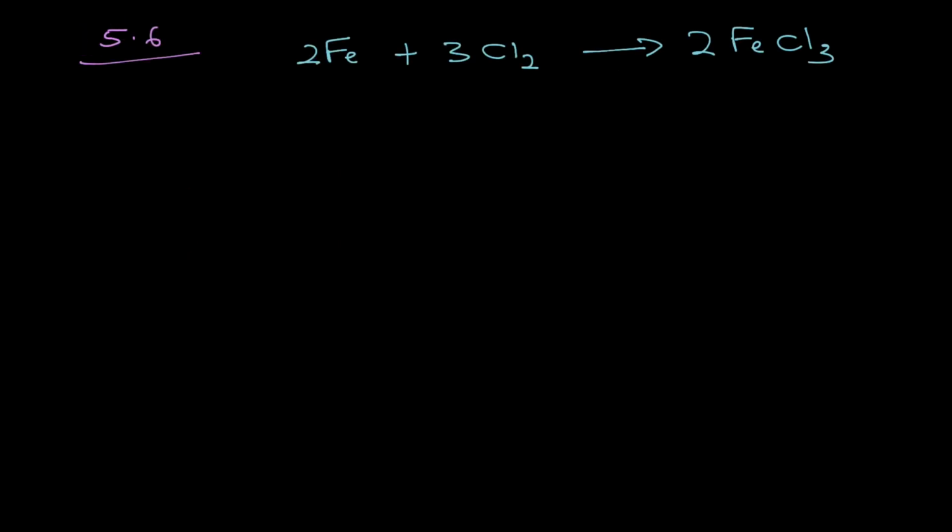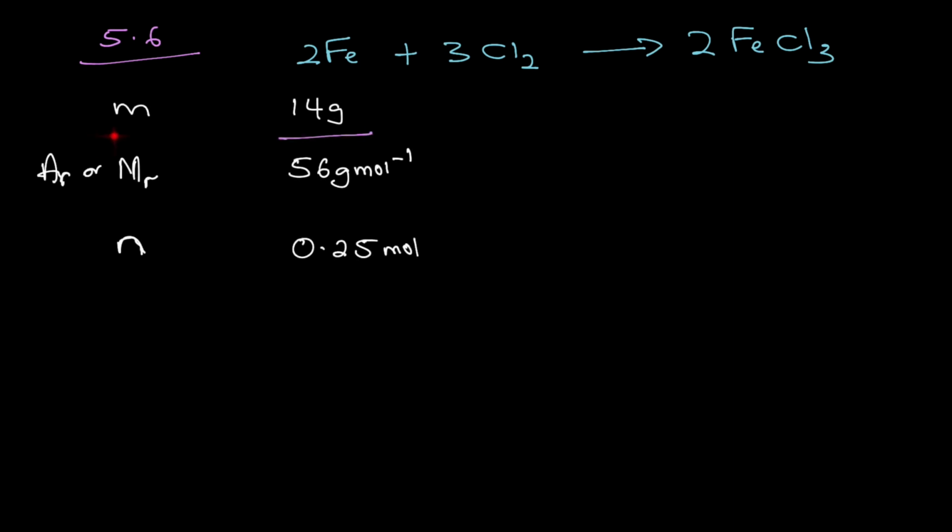Question 5.6. Iron chloride is produced by heating iron in chlorine gas. The equation for the reaction is shown here. Calculate the volume of chlorine needed to react with 14 grams of iron. You should calculate the number of moles of iron used, the number of moles of chlorine that react with 14 grams of iron, and the volume of chlorine needed. Relative atomic mass of iron is 56, and the volume of 1 mole of gas is 24 decimeter cube.